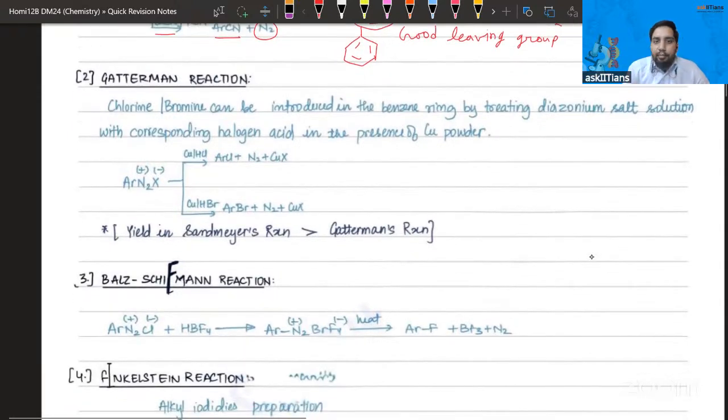Next reaction we are going to discuss is the Gattermann reaction. Again, this is a similar kind of reaction. Here we are going to take copper in the form of powder. Earlier we took copper in the form of ion. Here we take copper powder with HCl, we will get chlorobenzene. And if we take copper with HBr, we are going to get bromobenzene. The important thing to note here is that in Sandmeyer's reaction, the yield, the percentage of product formed, is greater than in the Gattermann reaction.